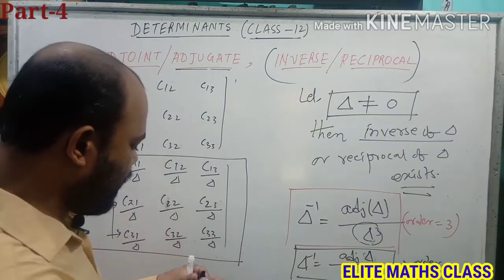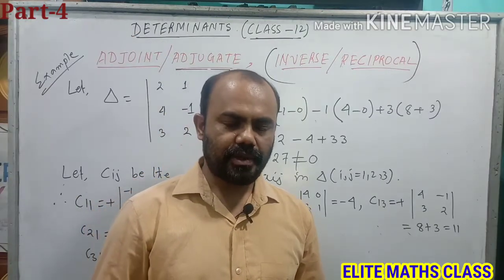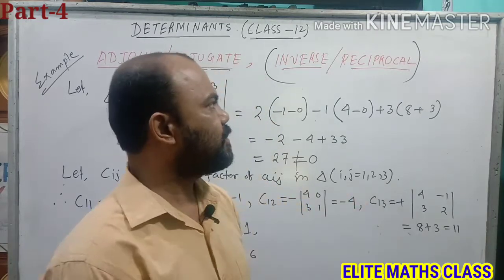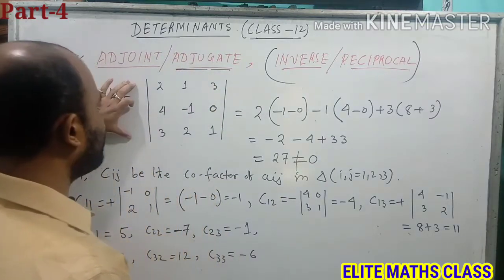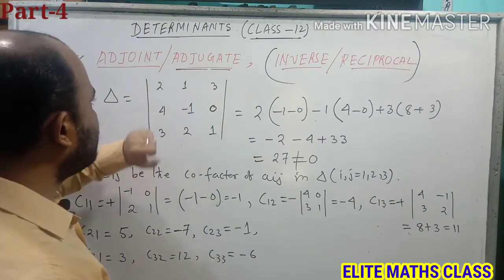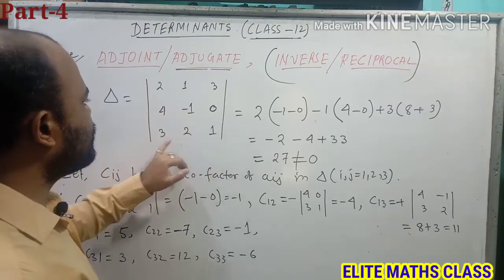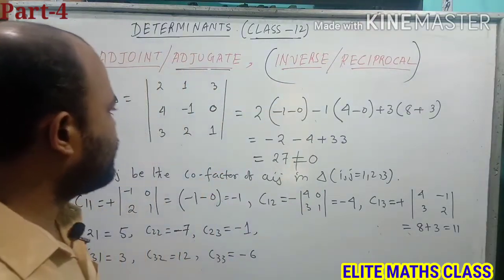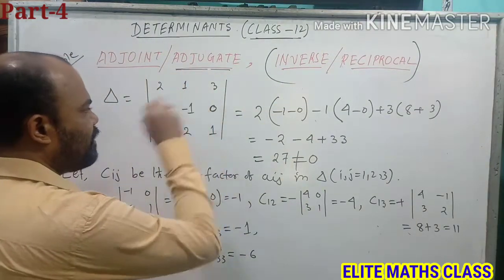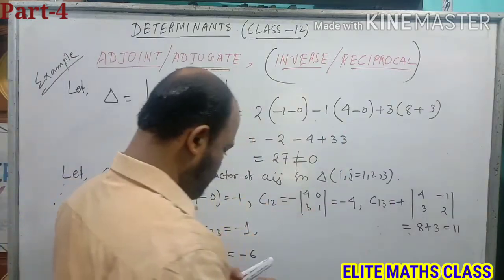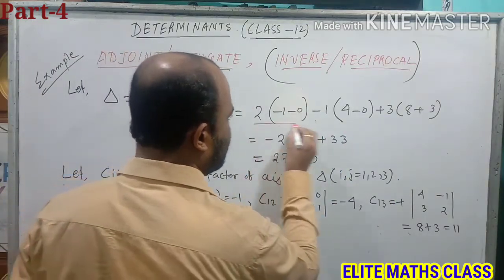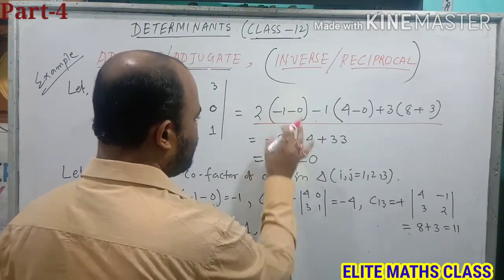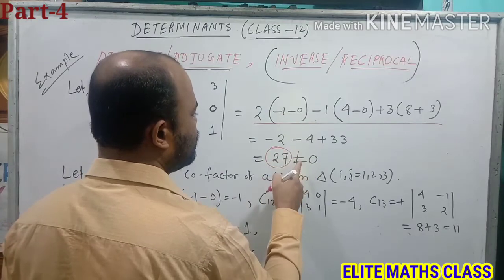Now let us see with an example. Let us see how to find adjoint or adjugate and inverse or reciprocal of a determinant with this example. I have taken a 3 by 3 determinant. Say this is the given determinant: 2, 1, 3, 4, minus 1, 0, 3, 2, 1. Now we have to find adjoint and inverse or reciprocal of the determinant. The first thing you have to do is to find the value of the determinant. This is by Laplacian expansion, which is discussed in my first video. Now the value of the determinant is 27, which is not equal to 0.